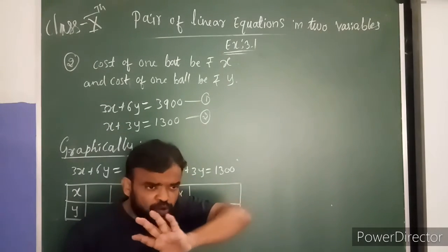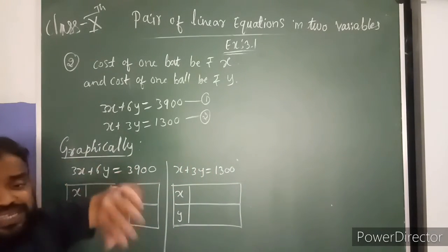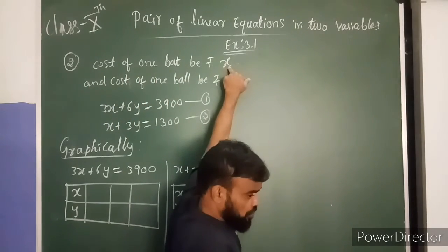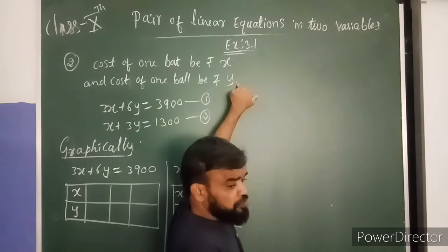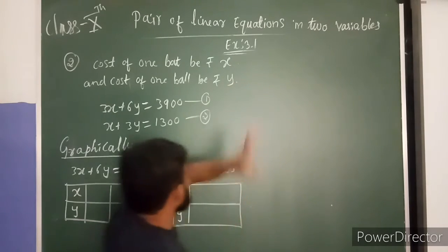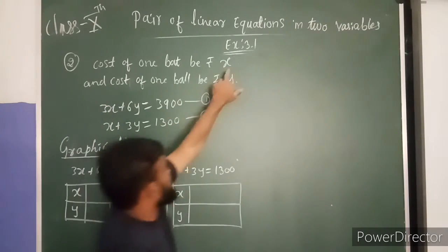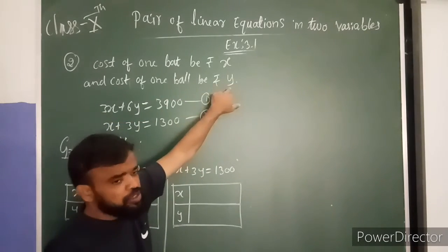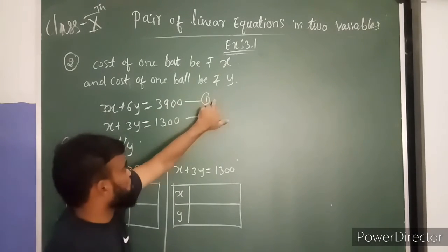First of all, we don't know the cost of 1 bat, right? They bought 3 bats and 6 balls. Let the cost of 1 bat be rupees X. And the cost of each ball, which we also don't know, be rupees Y. They bought 3 bats, so 3 into X, and 6 balls, and the total they paid is 3,900. That is equation 1, algebraically.